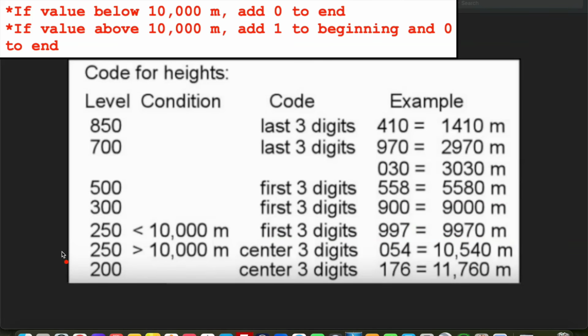If that value is above 10,000 meters, that's usually going to mean that the leading digit listed is a 0. Then your middle 3 digits are used, and we add a 1 to the beginning of it and a 0 to the end. So in this example, 054, the first digit is 0, which means it's over 10,000 meters, so we add a 1 in front and a 0 at the end for a final value of 10,540 meters.